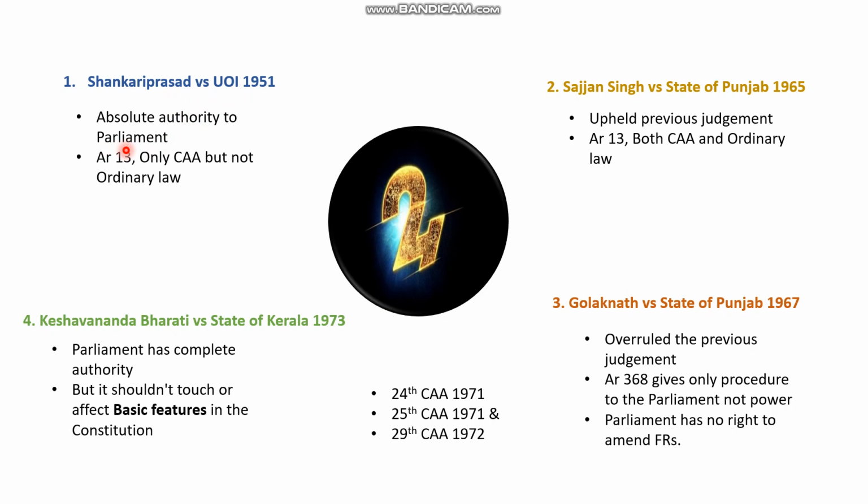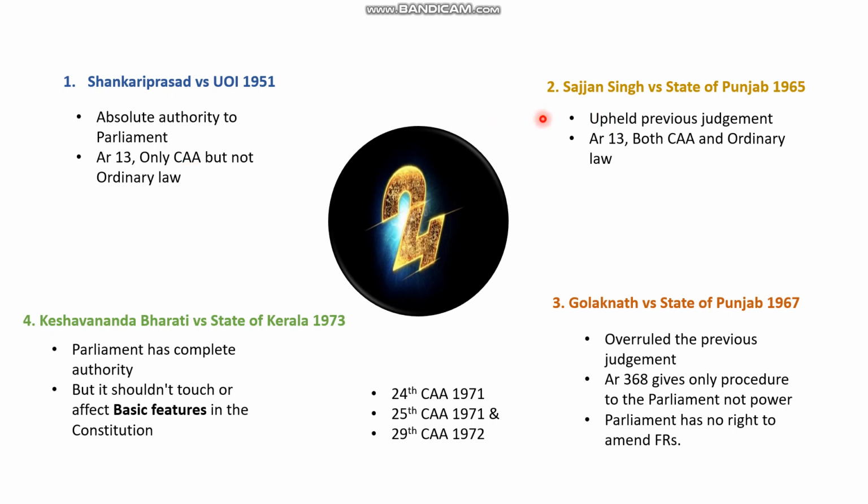Yes, the Parliament has absolute authority to amend any part of the Constitution, including the fundamental rights, and the term law given in Article 13 means only ordinary law, not a Constitutional Amendment Act. Meaning, the Parliament can take away or make changes to the fundamental rights by Constitutional Amendment Act, and that will not come under judicial review.